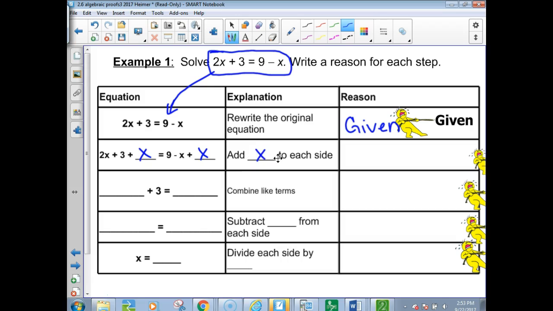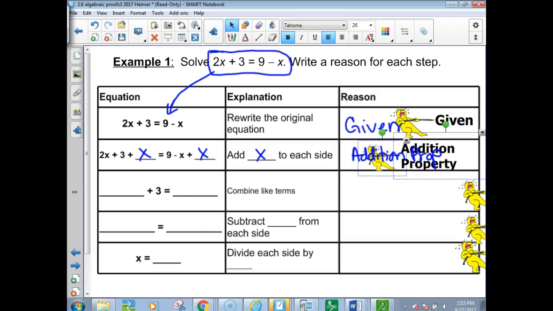But what we've done is add x to each side, which is done by the addition property. Since we're adding the same thing to both sides, that is the addition property of equality. We're allowed to do that. And that's what he's holding on to there.